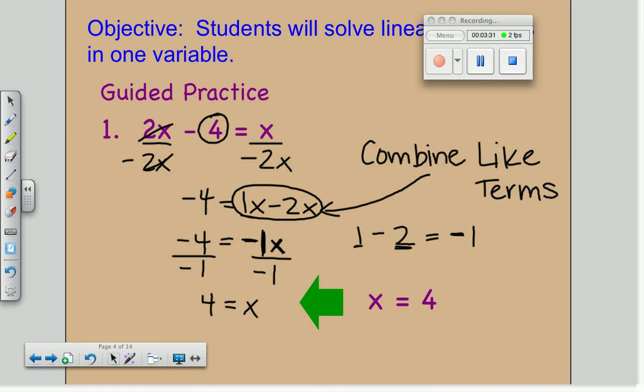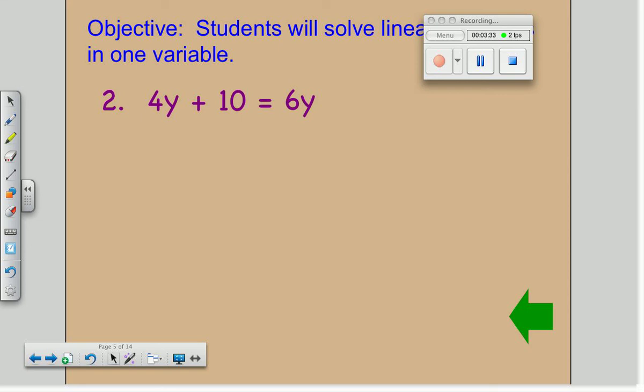Let's try another one like that. If you want, you can pause it here and do it by yourself. Pause it and do it by yourself. Marcos, you heard me. Pause it and do it by yourself. Don't just copy me. Okay? All right, make sure you're listening to me.